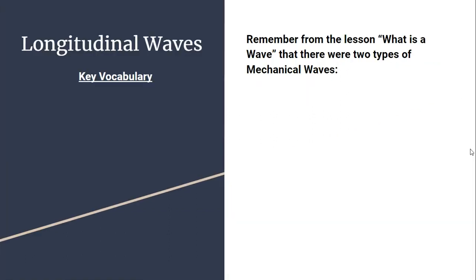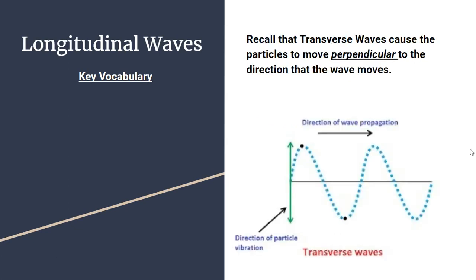Remember from our previous lessons that there were two types of mechanical waves. The first was transverse waves that were covered in that lesson, What is a Wave? The second type of mechanical waves are called longitudinal waves. And if you think back to that lesson, transverse waves cause those particles to move perpendicular to the direction that the wave moves. In this example of a transverse wave, you can see that the wave is moving from left to right, but the individual particles are being vibrated up and down.